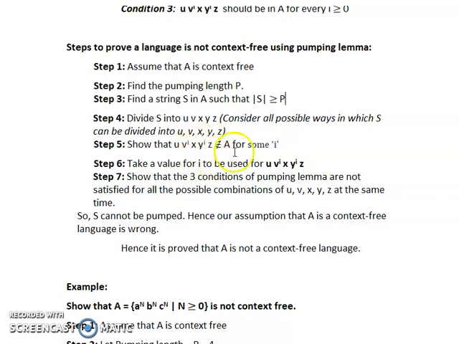If it is not a part of your language, that means your assumption that A is a context-free language will not be satisfied. Now, according to step 6, take a value for i to be used for U V^i X Y^i Z. Then show that the 3 conditions of pumping lemma are not satisfied for all the possible combinations of U, V, X, Y and Z at the same time.